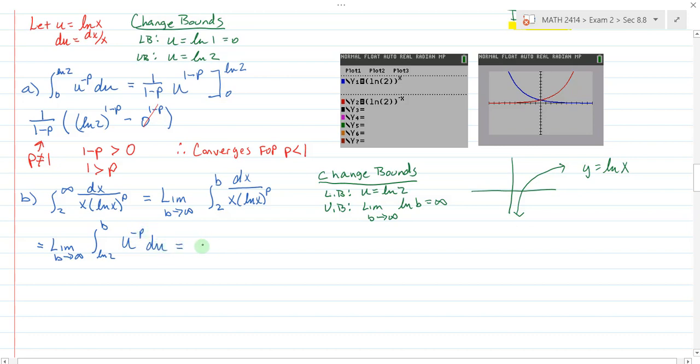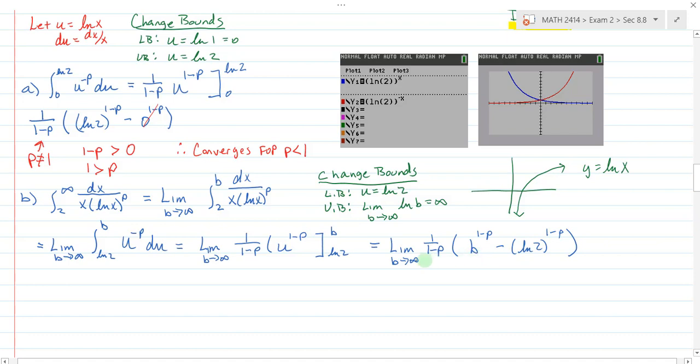And when we evaluate this integral, we're going to get the limit as b approaches infinity of 1 over 1 minus p times u raised to the 1 minus p evaluated from the natural log of 2 to b. And that's going to be the limit as b goes to infinity of 1 over 1 minus p times b raised to the 1 minus p minus the natural log of 2 raised to the 1 minus p. Notice on both of these, the exponents are the same. It's the bases that are different.